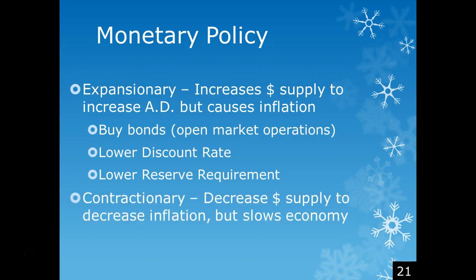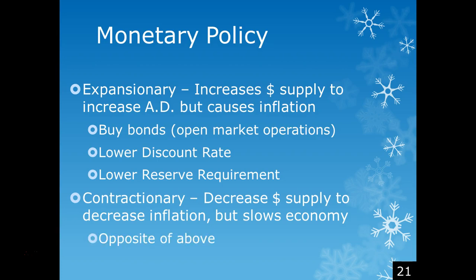Contractionary monetary policy is when they decrease the money supply to decrease inflation. Prices are going up and we want to slow that down, so let's take money out of the economy to slow down those prices, to lower the prices. But if there's less money in the economy, it slows the economy down. It creates unemployment. Less jobs, but at least prices aren't going up.